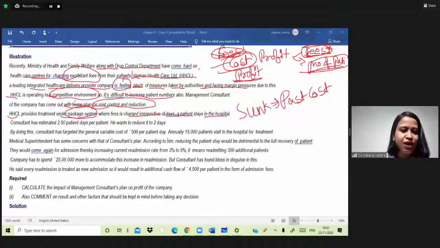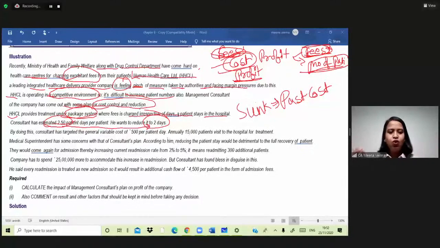They have a package system actually, and generally it was estimated that if one patient comes, he will stay in the hospital for 2.5 days. Now, in order to reduce the cost, they are trying to reduce this stay of the patient to 2 days. Previously they had a package system, and one patient generally stayed in the hospital for 2.5 days. Now they are trying to reduce the stay from 2.5 days to 2 days.